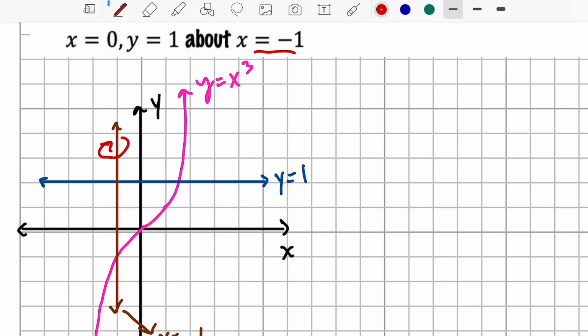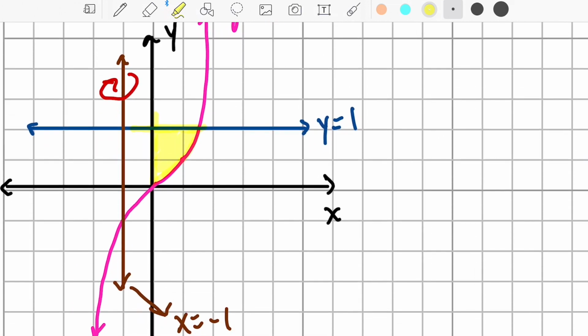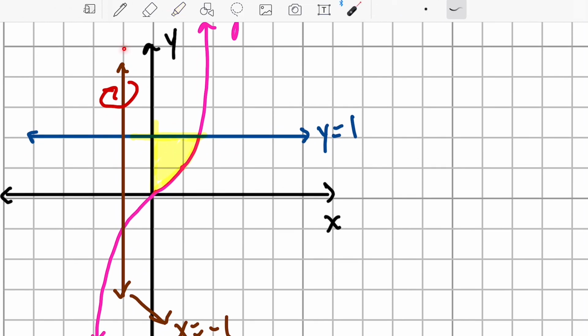There it is. Now the region is bounded by the graph, which is the pink one, x equals 0, which is the y-axis, and y equals 1, which is this horizontal line. So basically it's this region right here. And since we are revolving about a vertical axis, it's just like the y-axis, so that means I have to solve for x.